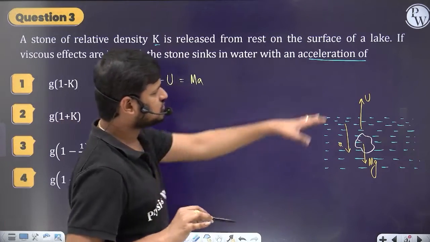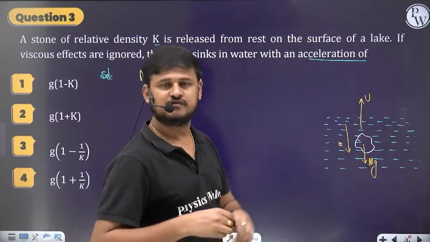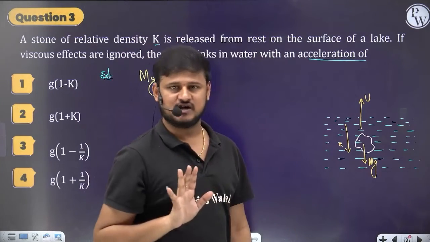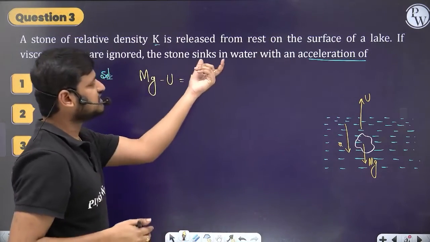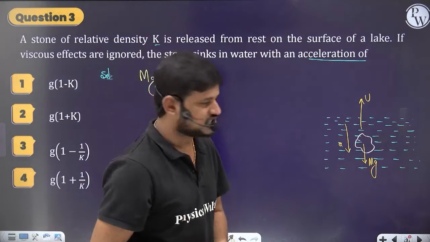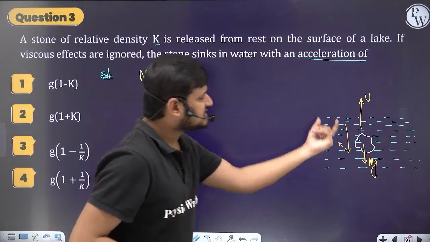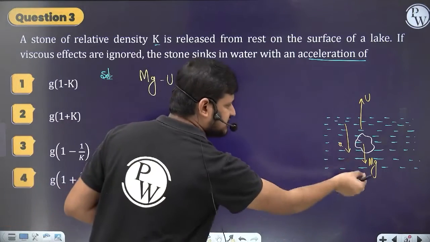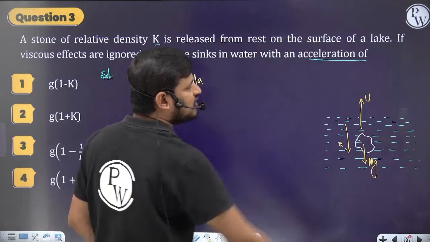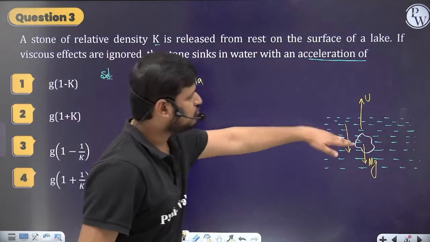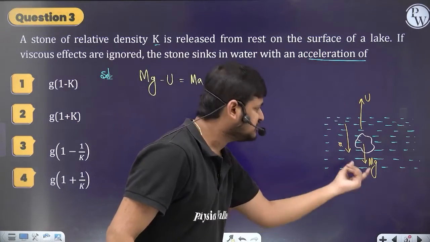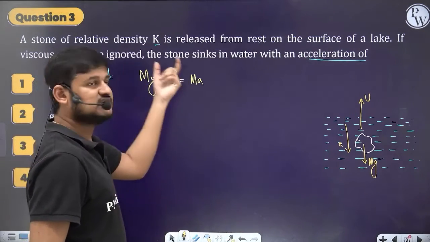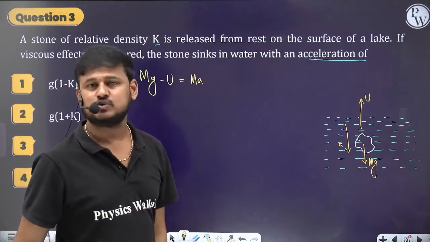Just the stone is accelerating. We drop a stone into the lake, so it's accelerating downward inside the liquid. With what acceleration is it sinking? That's what they are asking in the question. As it is accelerating downwards, I applied Newton's second law here. Its weight is mg, and the other force acting on it is upthrust, which is in the opposite direction. Since it is going downwards, the mg force is more and the upthrust is less. So more force minus less force is equal to mass into acceleration.